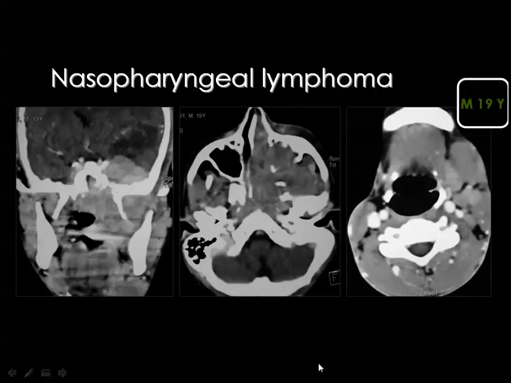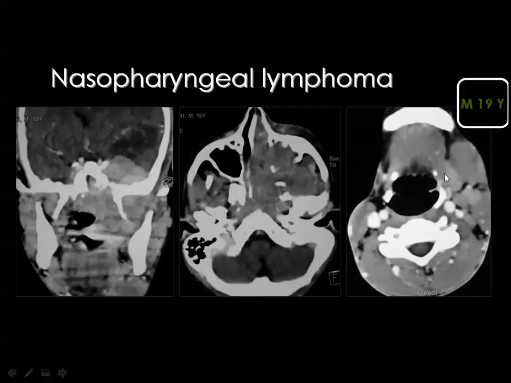lymphoma. Another case of non-Hodgkin lymphoma in a patient 19 years old with a mass infiltrating the left side of the nasopharynx, the left nasal fossa, the maxillary sinus, the infratemporal fossa. The mass has extended intracranially in the paracellar area as well as inside the sphenoid sinus. Lower down, it reaches the soft palate, and the axial image shows bulky lymph nodes.